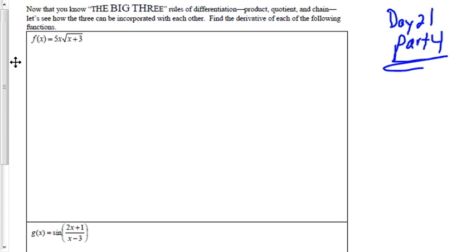Right, day 21, part 4. Now we know the big three: product, quotient, chain. So let's do a couple examples where we need to use all these.